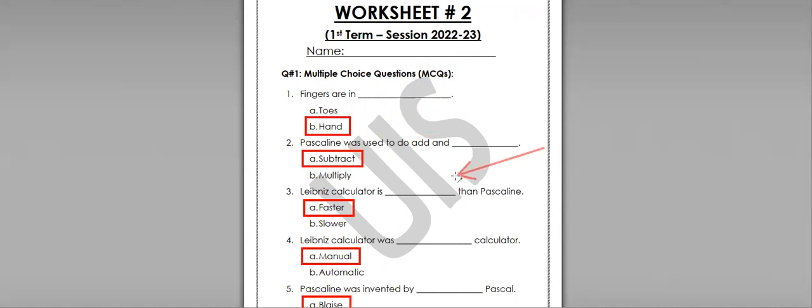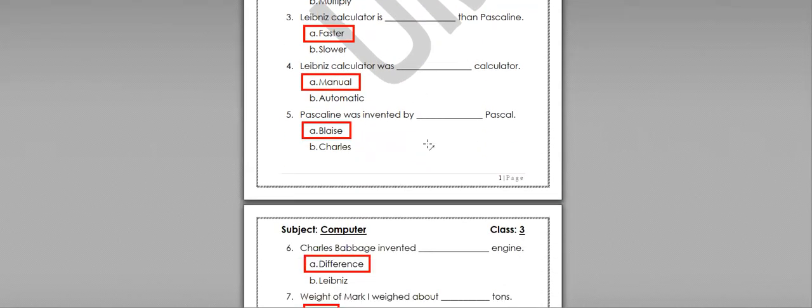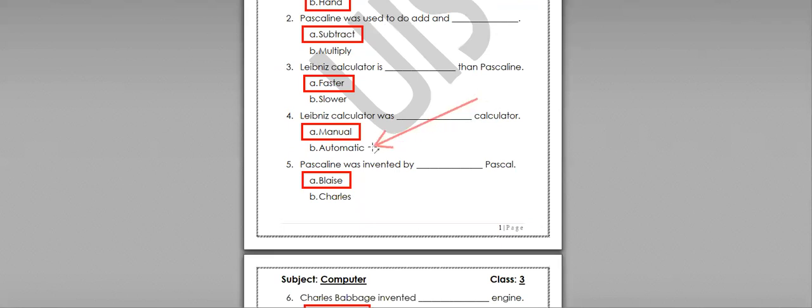Leibniz calculator is dash than Pascaline, faster. Why? Because Leibniz calculator was invented after Pascaline. Leibniz calculator was dash calculator, manual or automatic. It's manual. In the Leibniz calculator, there are some hand gears which a person has to move manually to calculate. Point number 5. The Pascaline was invented by Dash Pascal, Blaise Pascal, or Charles Pascal. The right answer is Blaise Pascal.